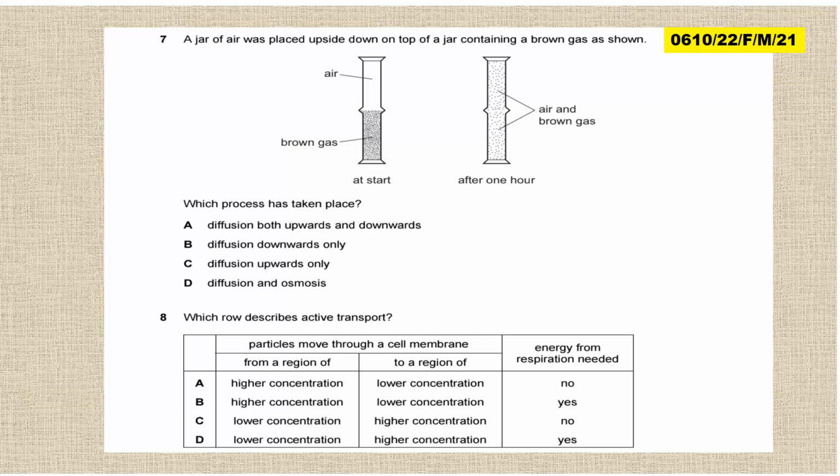Let us look at this one. That is paper 2, variant 2, February-March 2021. A jar of gas was placed upside down on top of a jar containing brown gas. So air, then brown gas. Which process has taken place? Now look at this. Air particles and brown gas have mixed uniformly, which means this one is moving up and this one is moving down. So it's diffusion both upward and downward.